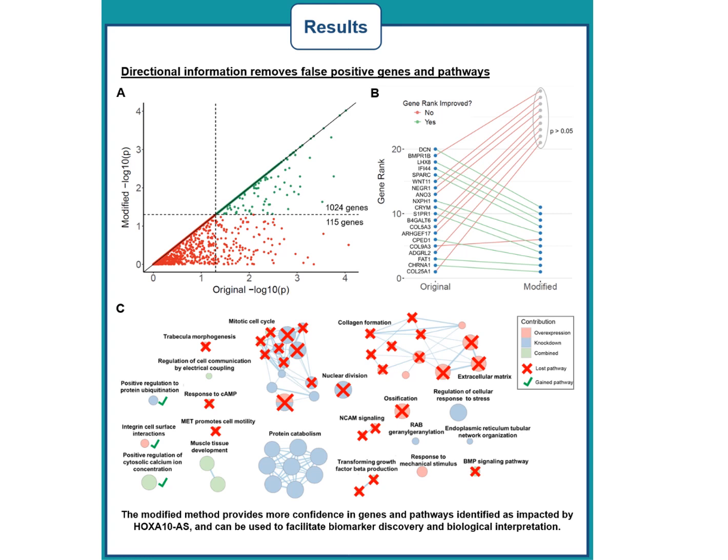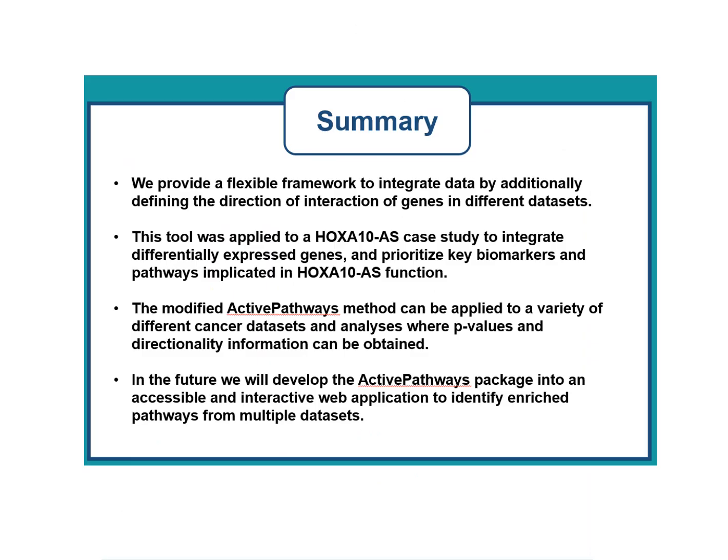So this modified method provides more confidence in genes and pathways identified as impacted by HOXA10-AS and can be used to facilitate biomarker discovery and biological interpretation. So to summarize, we provide a flexible framework to integrate data by additionally defining the direction of interaction of genes in different datasets. This tool is applied to a HOXA10-AS case study to integrate differentially expressed genes and prioritize key biomarkers and pathways implicated in HOXA10-AS function.